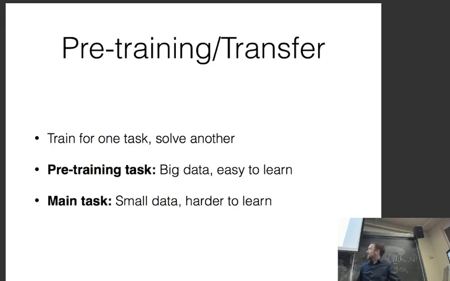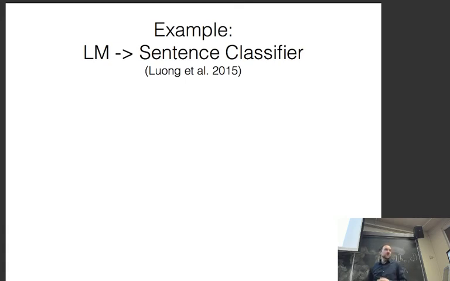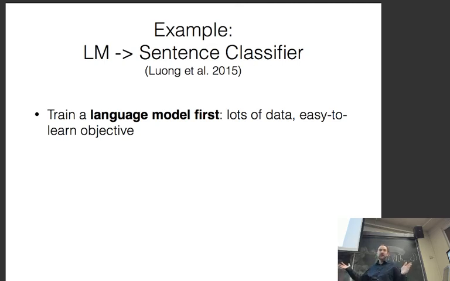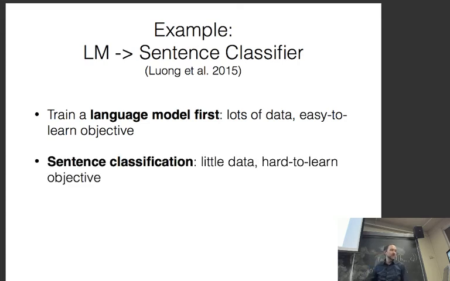And then you have a main task, which is small data and harder to learn. One very successful example, successful in 2015 and which a lot of people are saying is still successful in 2017, is you basically just train a language model. You take a language model and you train it. This is one thing that LSTMs are pretty good at learning because you get an error signal every single time, and you have lots of data. And then you apply this to sentence classification.